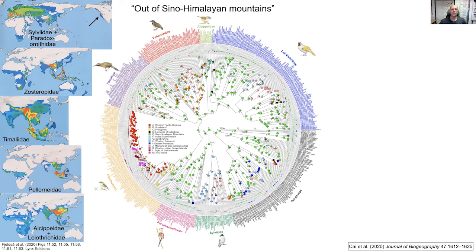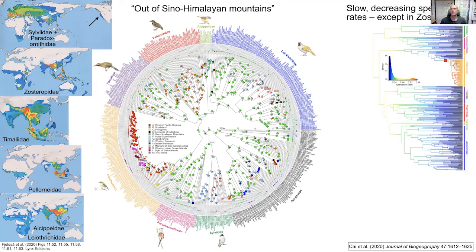That's quite unexpected. But as you can see on this tree, all the bright green dots represent the Sino-Himalayan mountains. So this is an example of a big radiation with now several different families that have exploded out of the Sino-Himalayan mountains and got established in many different areas. And it was concluded that there's been a very slow decreasing speciation rate, except in the white-eye clade, the Zosteropidae, where you see really explosive speciation. That's this part of this figure here.